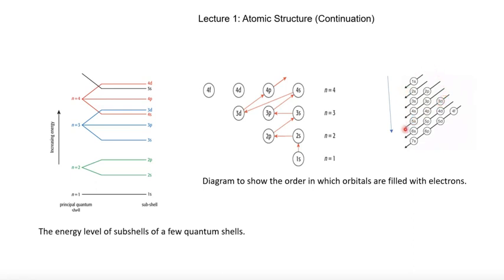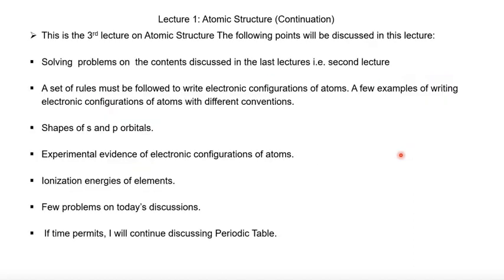So this is a simple diagram which you need not memorize. Simply write it, and then you can find out which orbital is to be filled first for the electronic configuration. I go to the next slide.